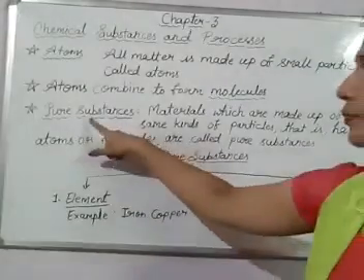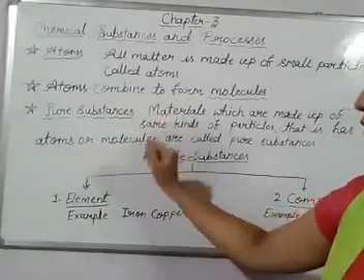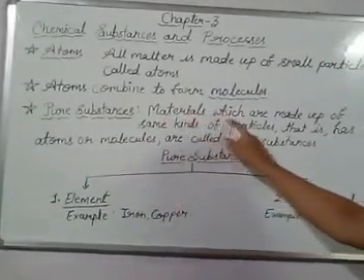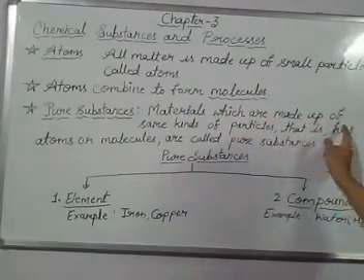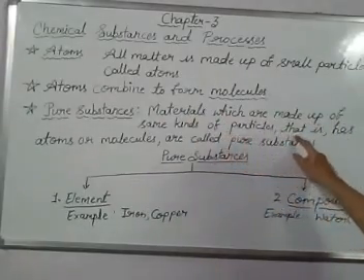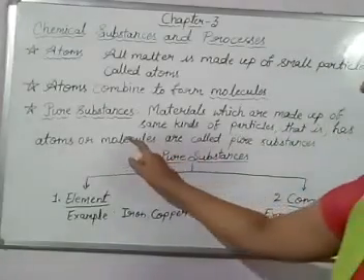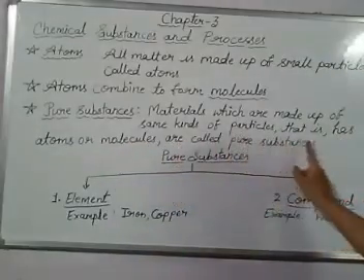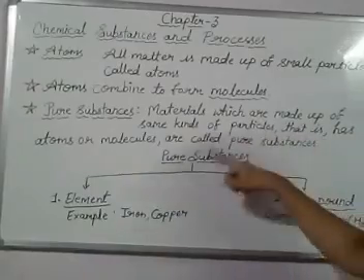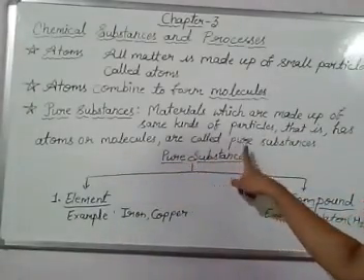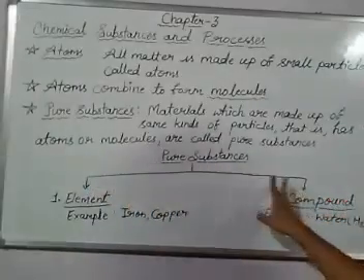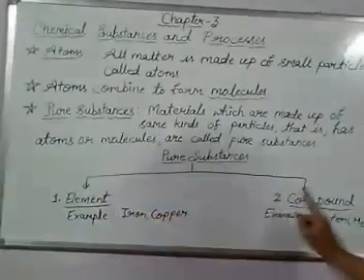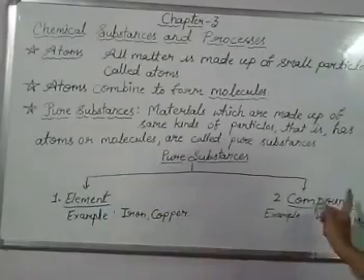The next term is pure substances. And what is a pure substance? Materials which are made up of same kinds of particles, that is atoms or molecules, are called pure substances. So further we can divide pure substances into two categories. First one is element and second one is compound.